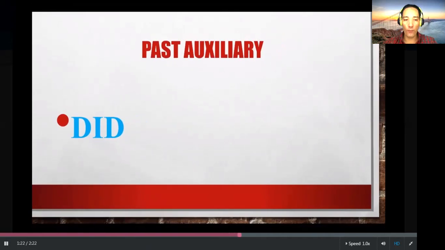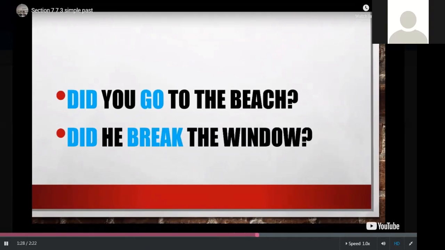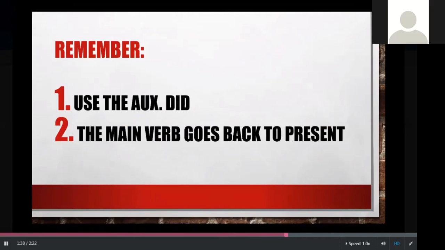See the next example. Did you go to the beach? Did he break the window? In each question, the verb is used in its base form because we use did. It is not correct to say, did you went to the beach? Did he broke the window? So remember, every time you ask a question in simple past, you need to use the auxiliary did, and the main verb goes back to present.